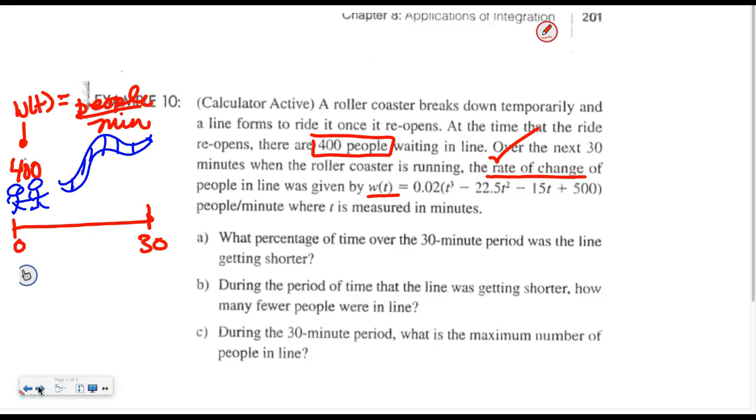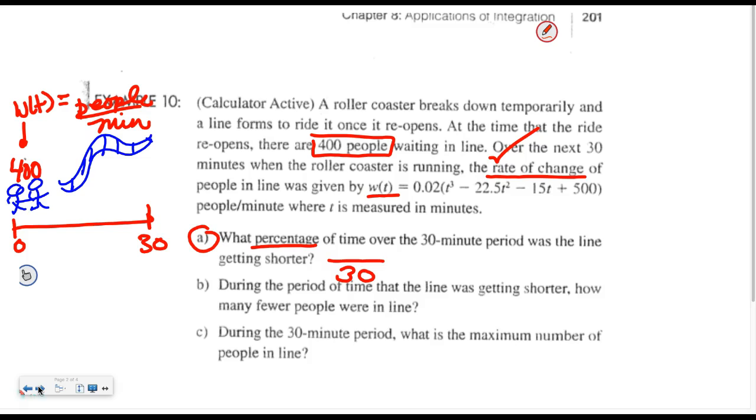First question, okay, it says what percentage, how do we get a percent? We do something over a total, right? So that's an important word. Over a 30-minute time period, so it's a percent of 30. Was the line getting shorter? The line is getting shorter, right? When W of T is what? Negative. So, and I have a calculator.